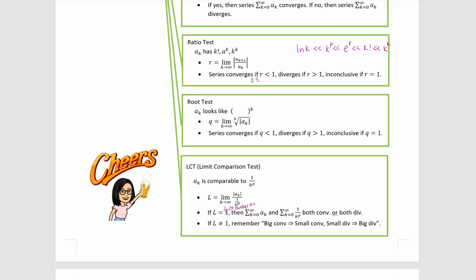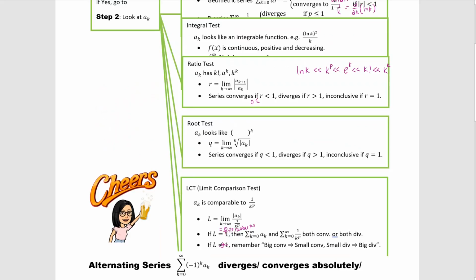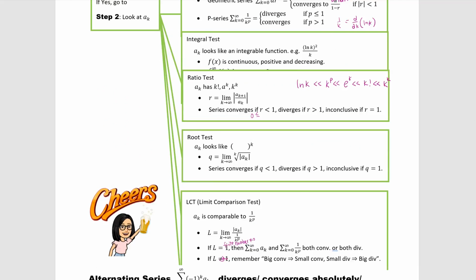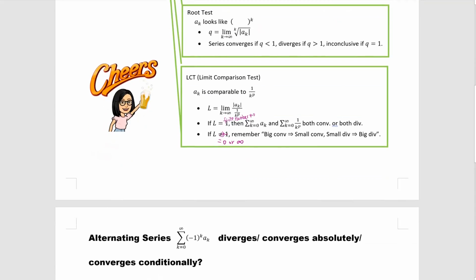If L is 0 or infinity, then just remember: the big guy converges implies the small guy converges. The small guy diverges implies the big guy diverges. Okay? That is for the series.